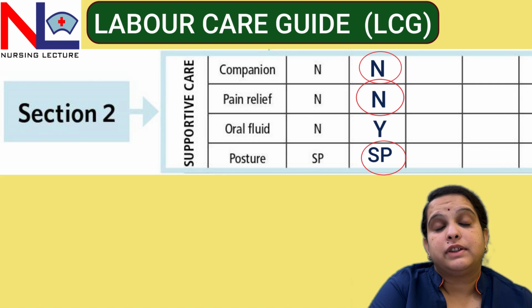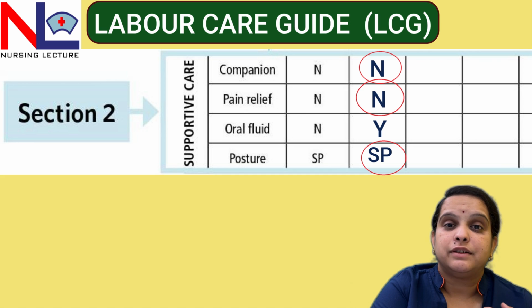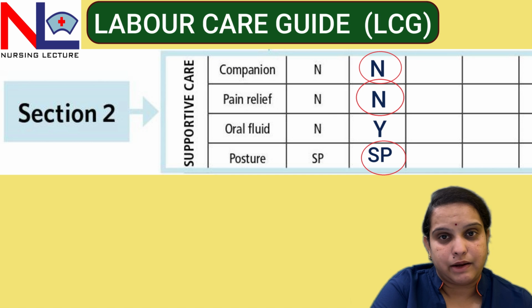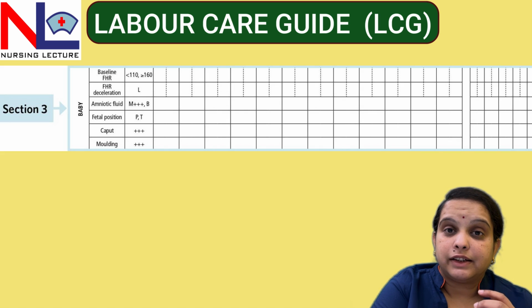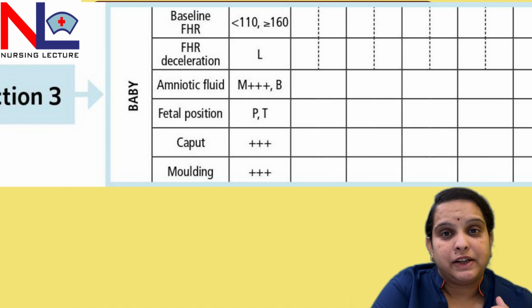So these are the 4 things, that is the companion, pain relief, oral fluid and posture, that come under supportive care, and that should be given to the mother throughout her labor. Now next, the third section is dealing with the care of the baby, where the first thing is baseline fetal heart rate.